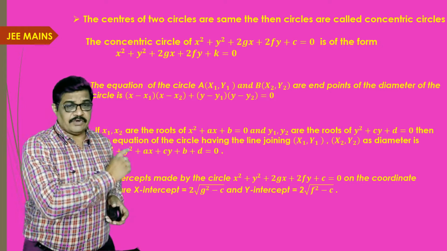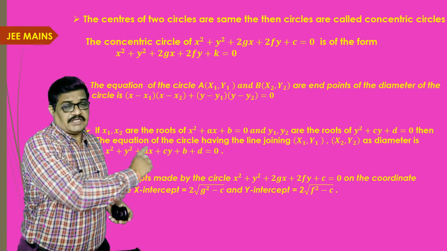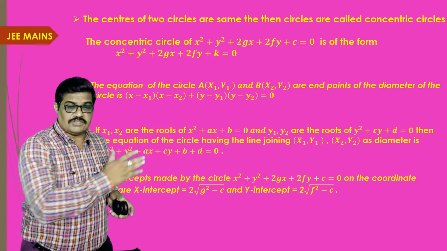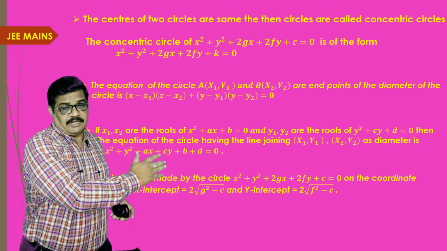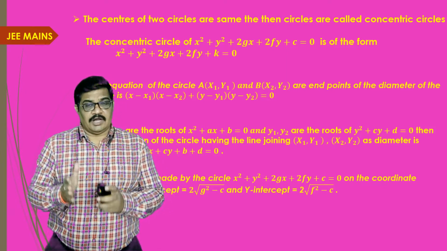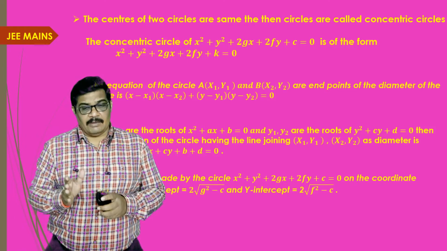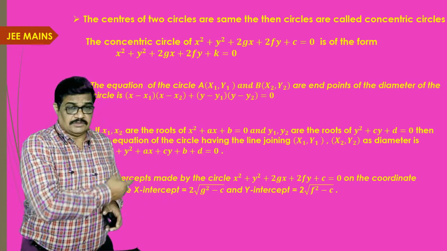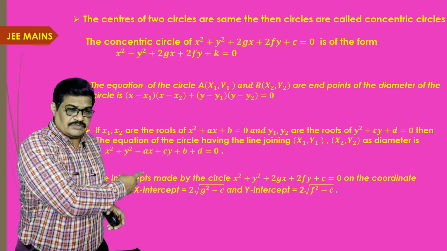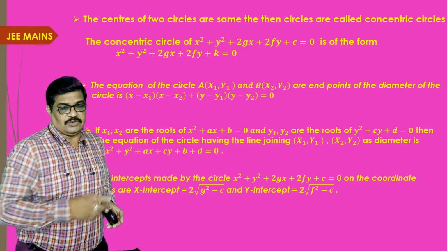Next, if x1, x2 are the roots of the equation x² + ax + b = 0 and y1, y2 are the roots of y² + cy + d = 0, then the equation of the circle having the line joining (x1, y1) and (x2, y2) as diameter is given by this formula for the required equation: x² + y² + ax + cy + b + d = 0.